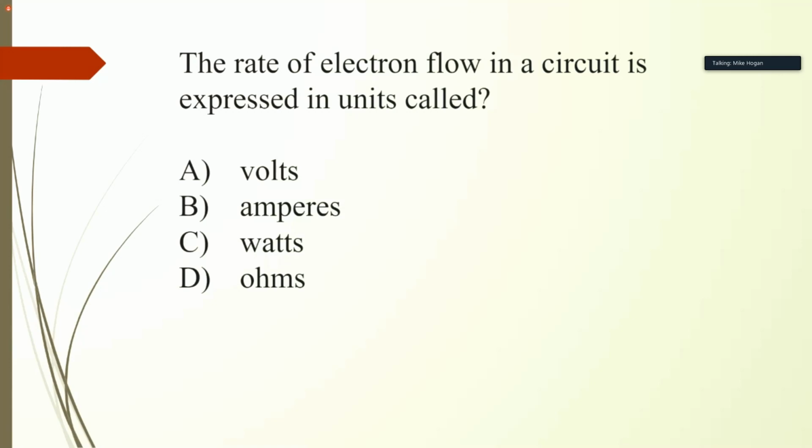So the rate of electron flow in a circuit is expressed in units called what?